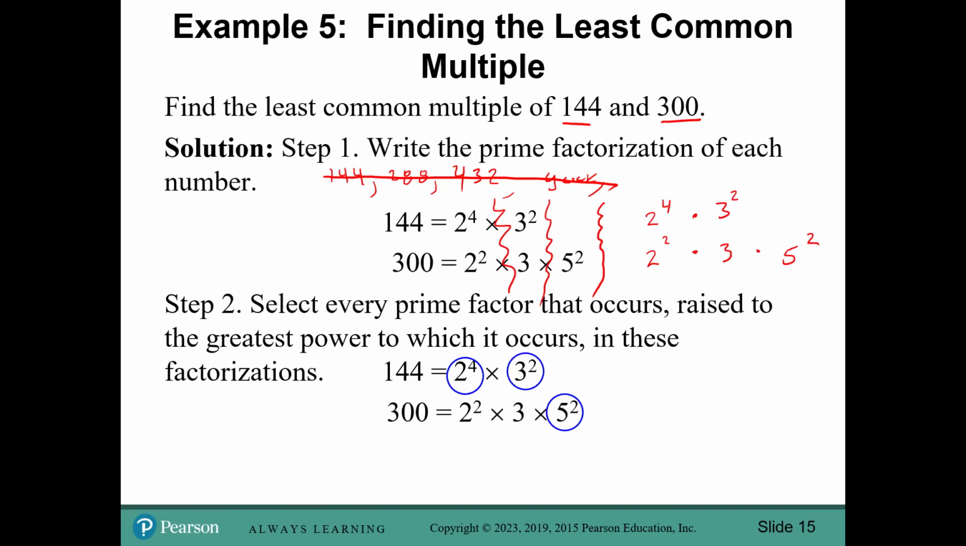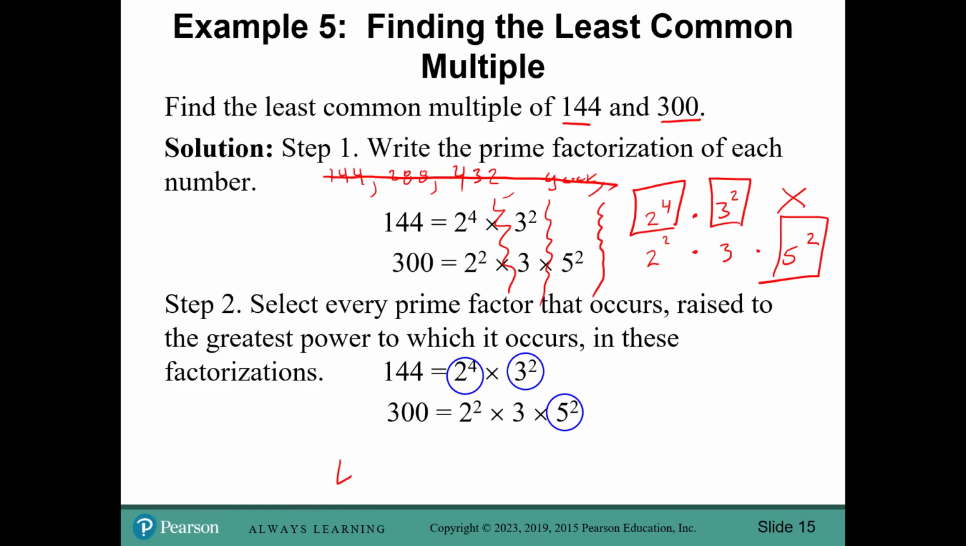So when I go through these, when I find the greatest common factor, I'm looking for the lowest power. When I'm looking for the least common multiple, I'm looking for the greatest power of each of these. So the highest power of 2s is 2 to the fourth. The highest power of 3s is 3 to the second. The highest power of 5s is 5 to the second. If there's not a 5, it's considered to have a 0, but we're looking for the greatest power this time, so I use that 5 to the second.